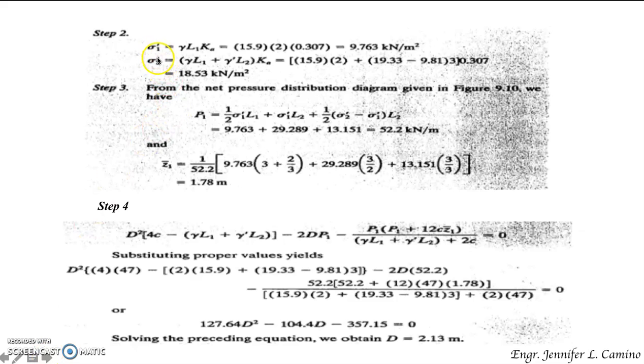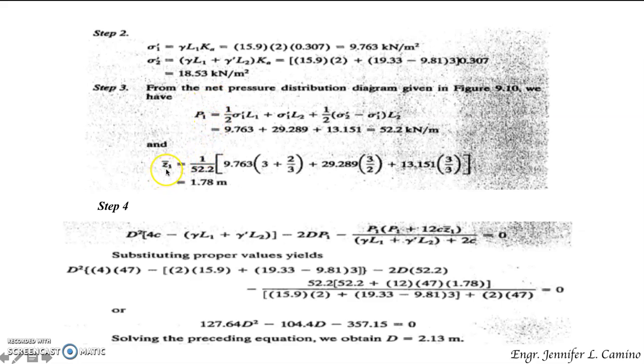And for our sigma sub 1 prime, using the equation presented a while ago, and sigma sub 2 prime, you obtain 9.763 kilonewton per meter squared and 18.53 kilonewton per meter squared. So from the pressure diagram, from figure 9.10 for a sheet pile penetrating a clay type soil, you're going to have this P sub 1. Simply substitute the parameters and you obtain 52.2 kilonewton per meter for our force acting on the sheet pile using the pressure diagram.